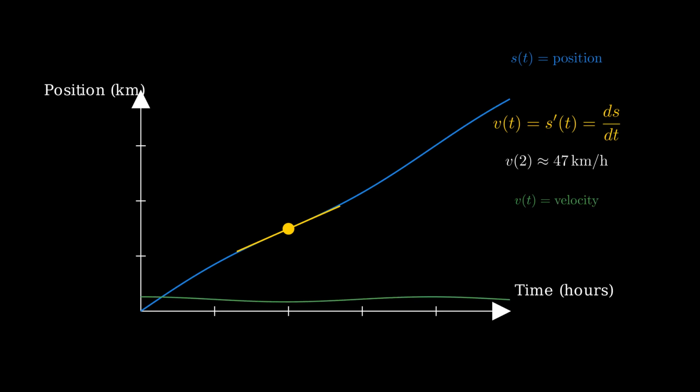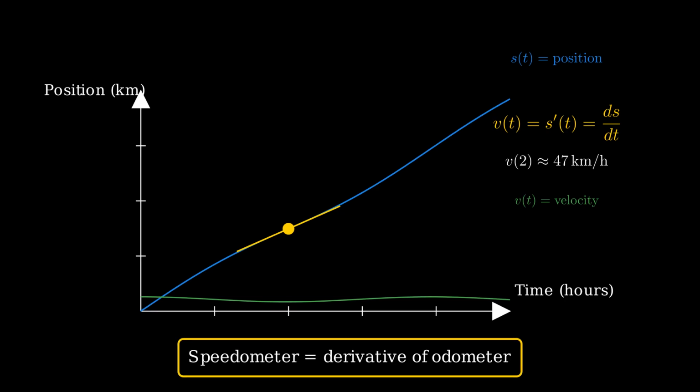Sometimes you were doing 100 on the highway. Sometimes you were stopped at a red light doing 0. Sometimes you were crawling through a school zone. So what was your speed at, say, exactly 1 hour and 43 minutes into the trip? Not your average speed. Your actual speed. Right at that moment. That's the question calculus was invented to answer.